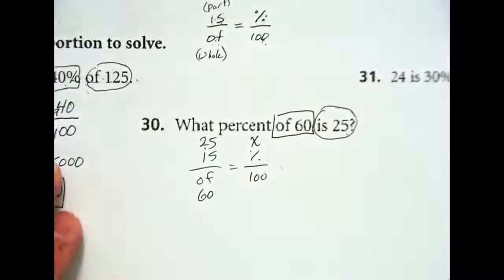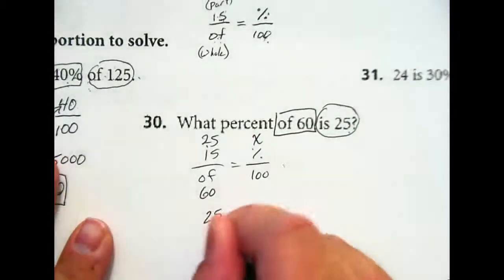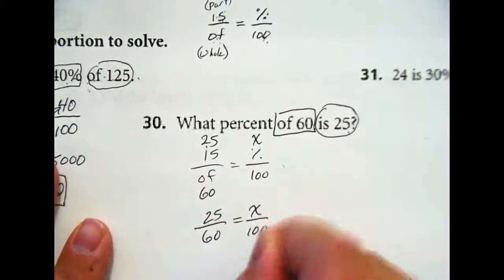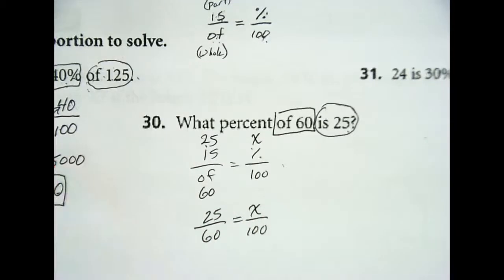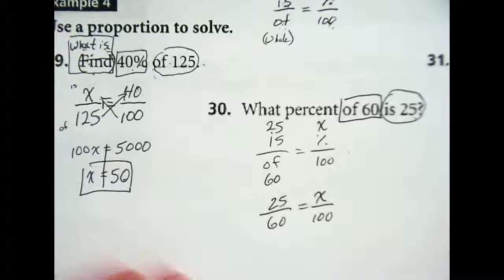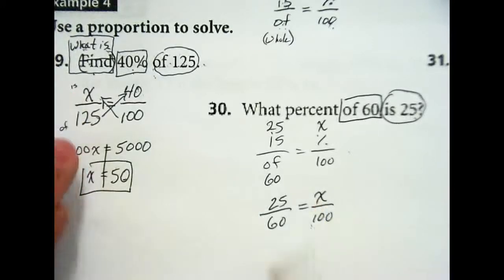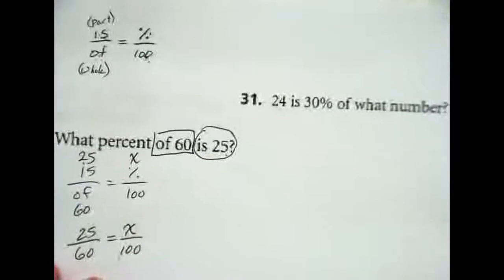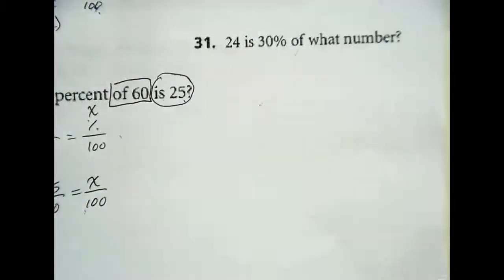Okay? So this becomes 25 over 60 equals x over 100. And then you cross multiply. So notice the only thing that changed from this one to this one, other than the numbers obviously, is that the variables move spots. And then you cross multiply and solve. I'm not going to do that here. I know you know how to do that. But for 31, I want everyone to set that up. Use your is, of, and percent and 100. Go ahead and set that one up.